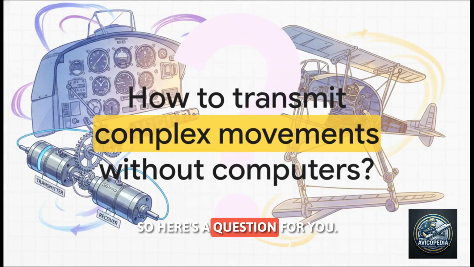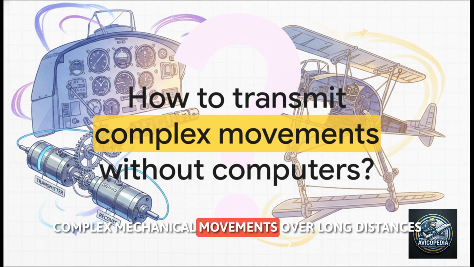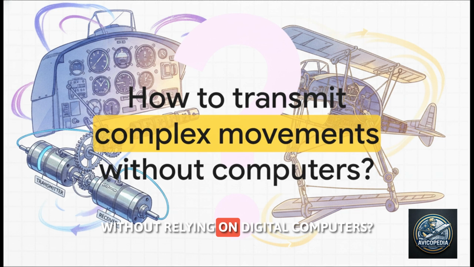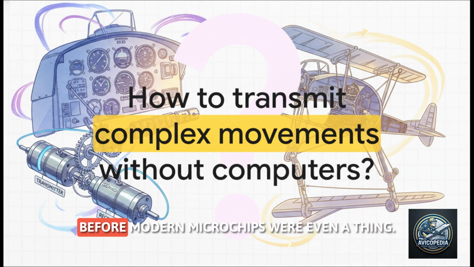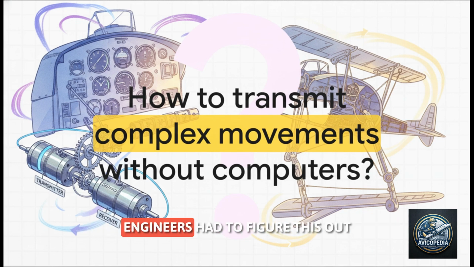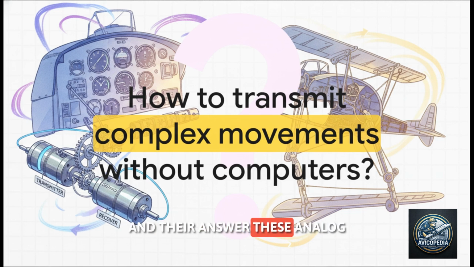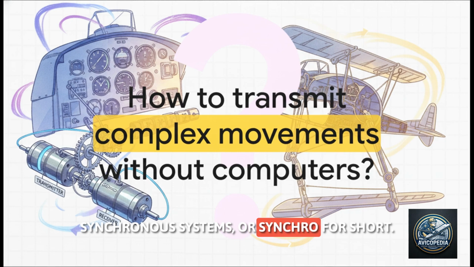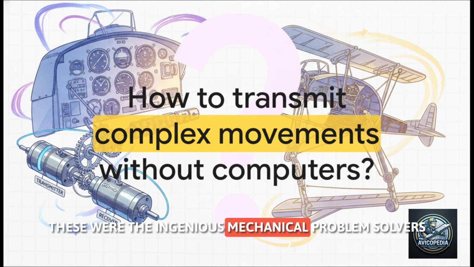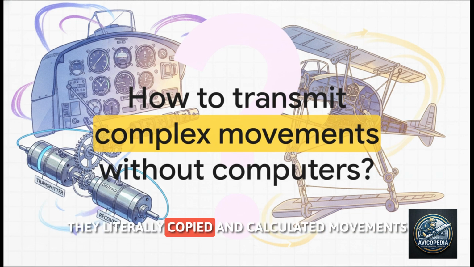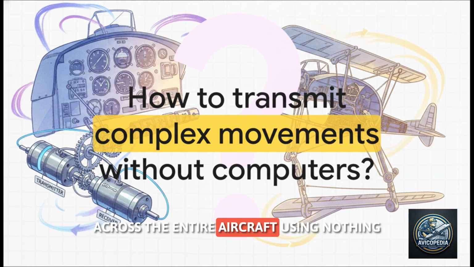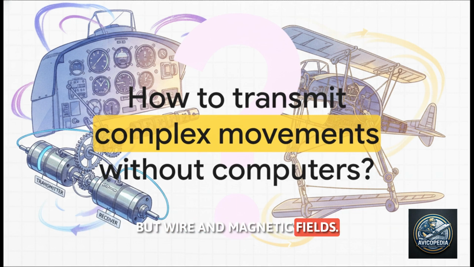So, here's a question for you. How exactly do airplanes transmit complex mechanical movements over long distances without relying on digital computers? I mean, it's a fantastic engineering puzzle, right? Before modern microchips were even a thing, engineers had to figure this out using pure physical ingenuity. And their answer? These analog synchronous systems, or synchros for short. These were the ingenious mechanical problem solvers that made sophisticated flight instruments possible. They literally copied and calculated movements across the entire aircraft using nothing but wire and magnetic fields.